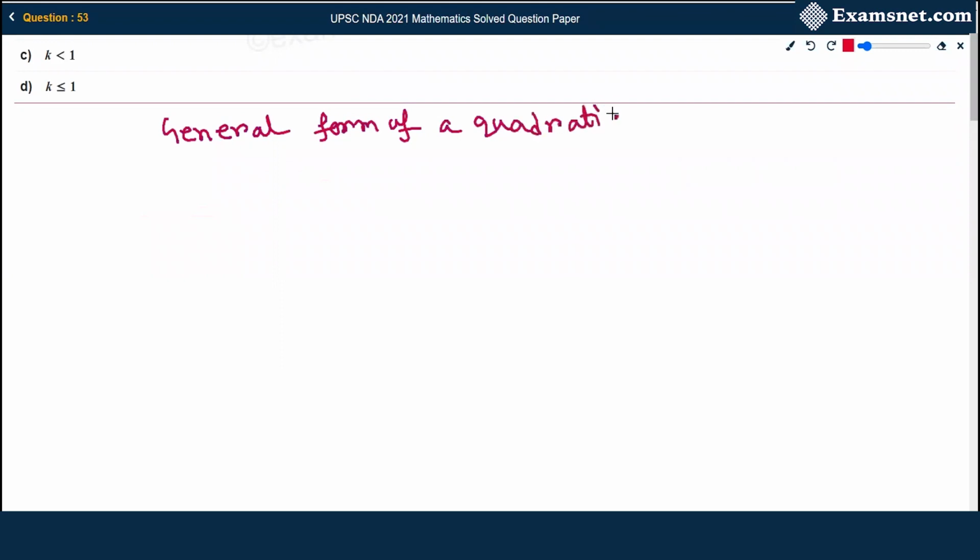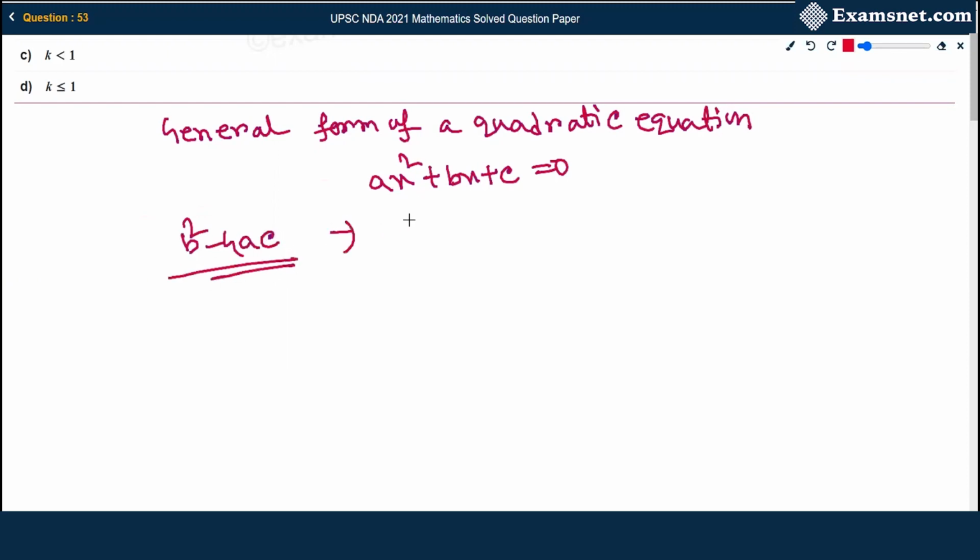that is ax square plus bx plus c equals 0, right? Now the expression b square minus 4ac is called the discriminant of the equation, correct? We also name it as D, right? Now, based on this discriminant, we can investigate the nature of the roots of a quadratic equation, right?